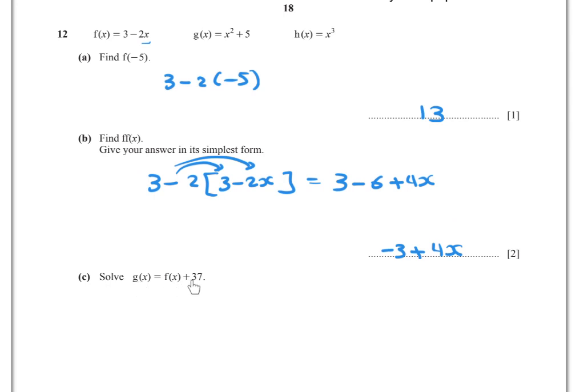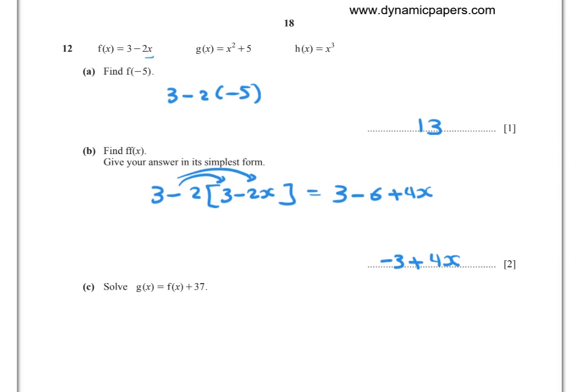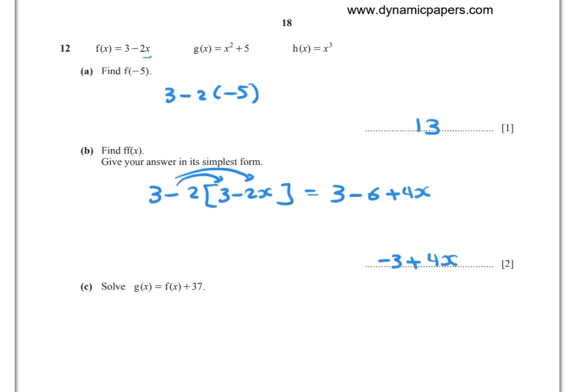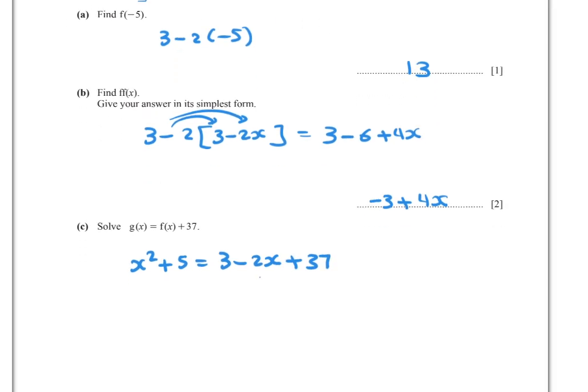Solve g(x) equal f(x) plus 37. g(x) equals x squared plus 5 equals f(x), which is 3 minus 2x, plus 37. Now transpose all to the left hand side. So you have x squared, minus 2x goes to the other side as plus 2x. And we have 3 plus 37, 40, goes to the other side as negative. So 5 minus 40, so x squared plus 2x minus 35 equals 0.